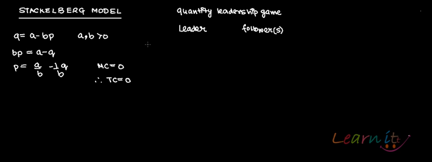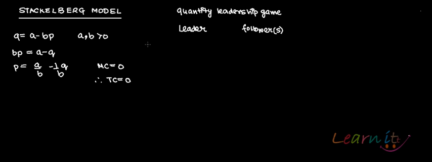Stackelberg model. This is a quantity leadership game in which there is a leader and there are followers, so there could be just one follower. We'll take up a case where there is only one follower. So there are two firms, firm 1 and firm 2. Firm 1 enters the market first and it becomes the leader. Firm 2 is the follower and enters the market second.